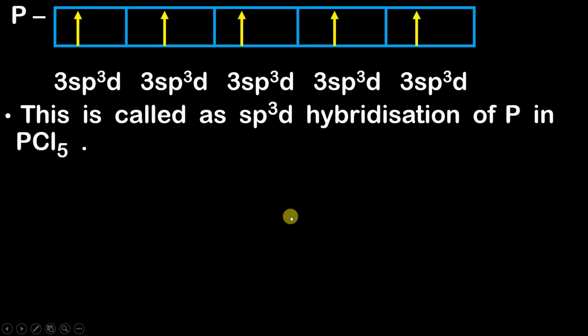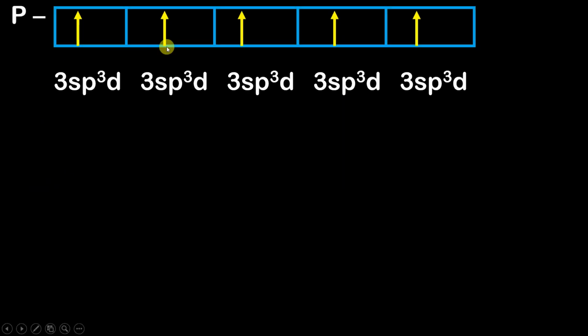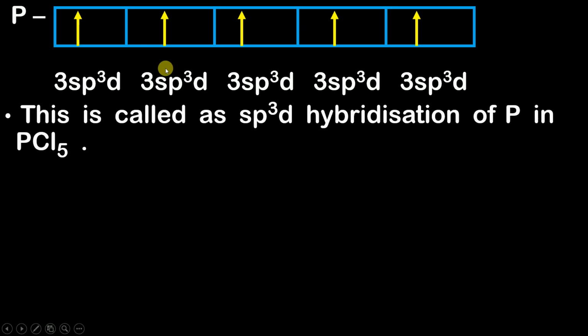Now guys, don't get confused that here this 1s2, 2s2, 2p6 are present. They are there, but I have not written them because of the space constraint. Otherwise you all will think that they are gone. Now this is called the sp3d hybridization of phosphorus in PCl5. So guys, I hope that this fourth type is also clear for you all.